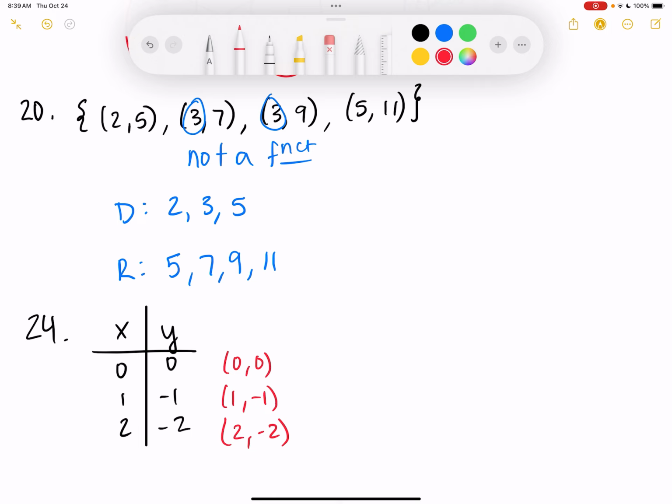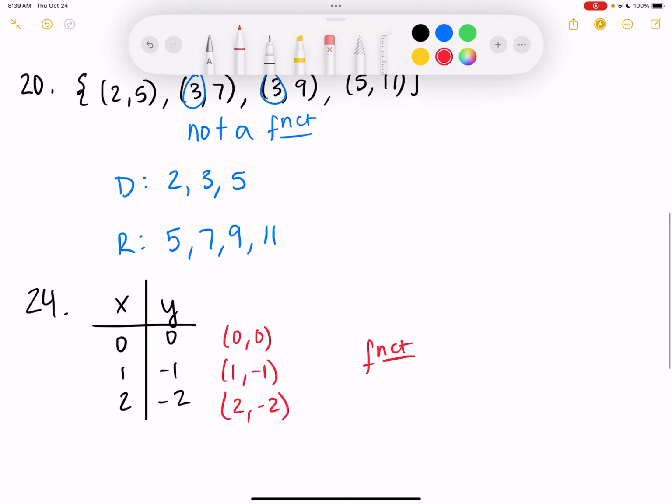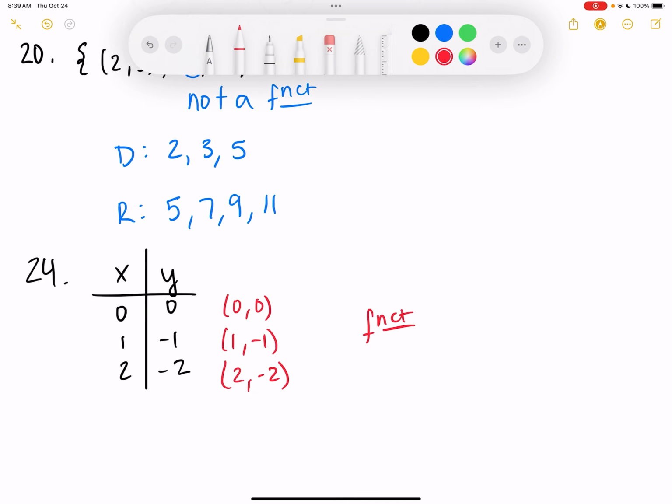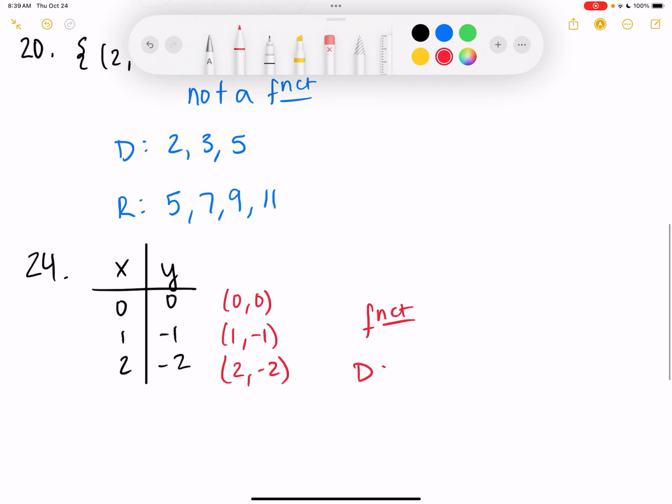So would this one be a function or not? Yes, it would be. Why? Because no x values are repeated, so this would be a function. And then what is my domain and range? Domain is 0, 1, and 2, and the range is 0, -1, -2. Yep. And that's all you have to do on those ones.